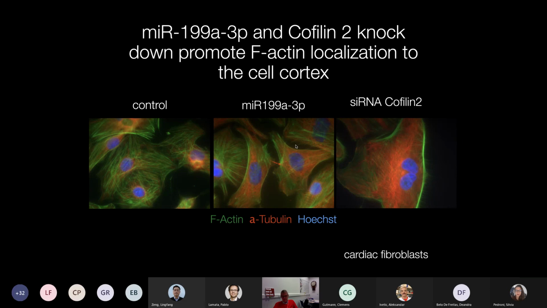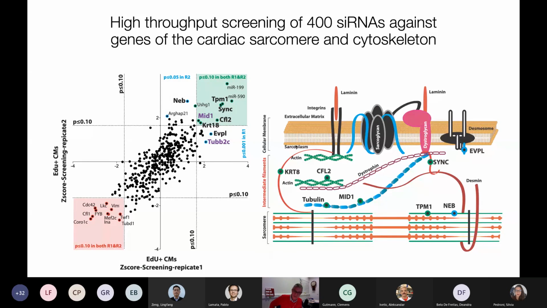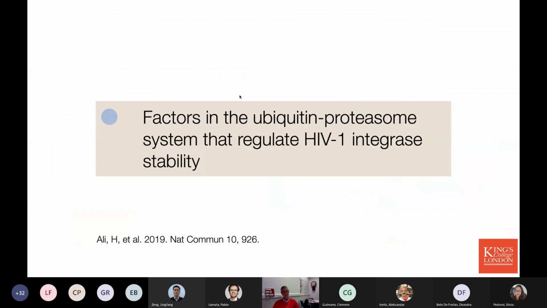Well, let's approach this systematically. We cherry-picked 400 siRNAs against all known cytoskeletal proteins and all known sarcomeric proteins, and individually downregulated each of them. And we found a series that were very active in driving cardiomyocyte proliferation. This is the kind of approach we like, an approach in which at the end we have a screening for function. Another type of screening that is relatively easy is a screening for protein stability.